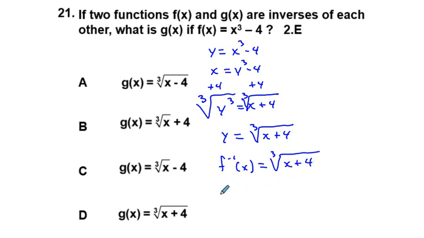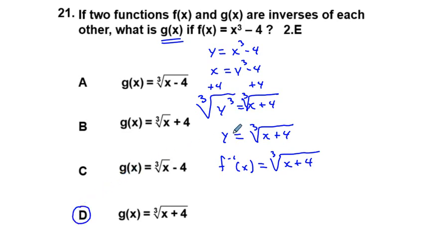And then we see that that's answer choice G, because by definition, we're told that g of x and f of x are inverses of each other. So that means that D is our correct answer.